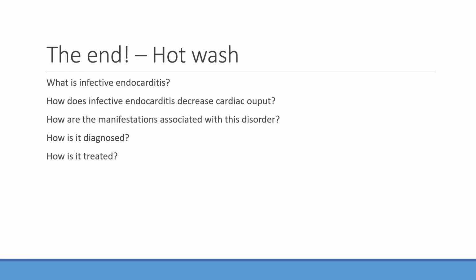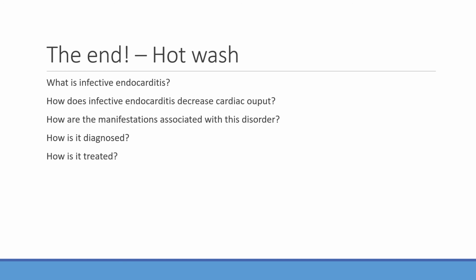So now it's time for the hot wash. By the end of this lecture, you should have been able to gather what is infective endocarditis, what causes infective endocarditis, okay, what exactly is it, how does infective endocarditis decrease cardiac output, and remember that anything that reduces flow out of the valves, okay, reduces cardiac output. And so if it reduces flow out of the valves, that is an increase in afterload leading to a decrease in cardiac output.